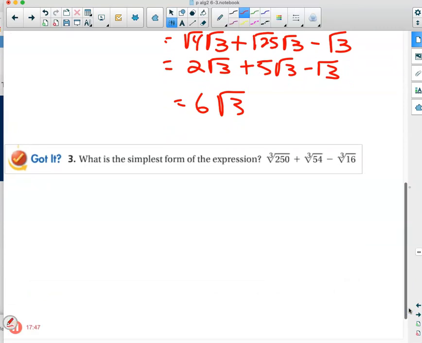Simplest form of the expression: cubed root of 250 plus cubed root of 54 minus cubed root of 16. Can't combine them as they are. Cubed root of 125, or, oh no, I just gave the answer away. I hate it when I do that. I was just going to ask. There is a perfect cube that goes into 250, which I bet you guys know by now. Well, now I told you what it was.